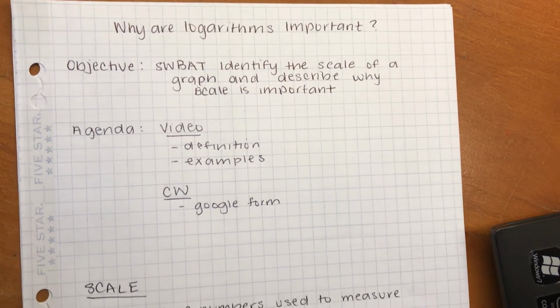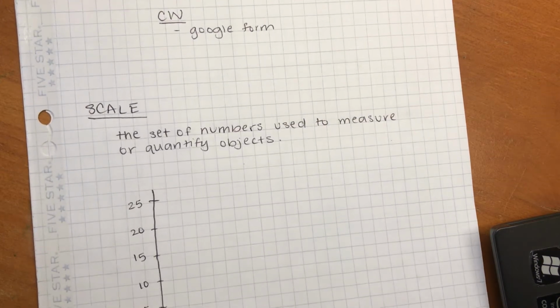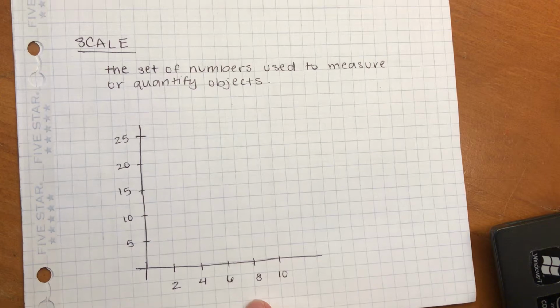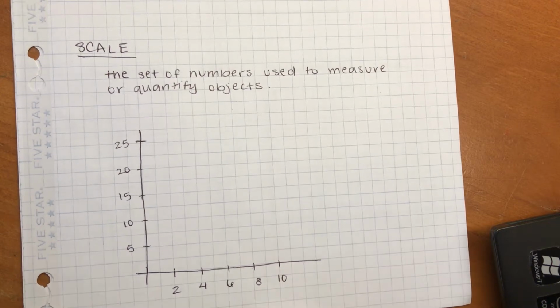All right, so first off, our definition of scale is the set of numbers used to measure or quantify objects, right? Sometimes we say, oh, I'm drawing this to scale. That means I'm drawing it the actual size it is. But sometimes if you draw a picture of a person on a piece of paper, it's much smaller than the actual person would be, right? So you've scaled that down.